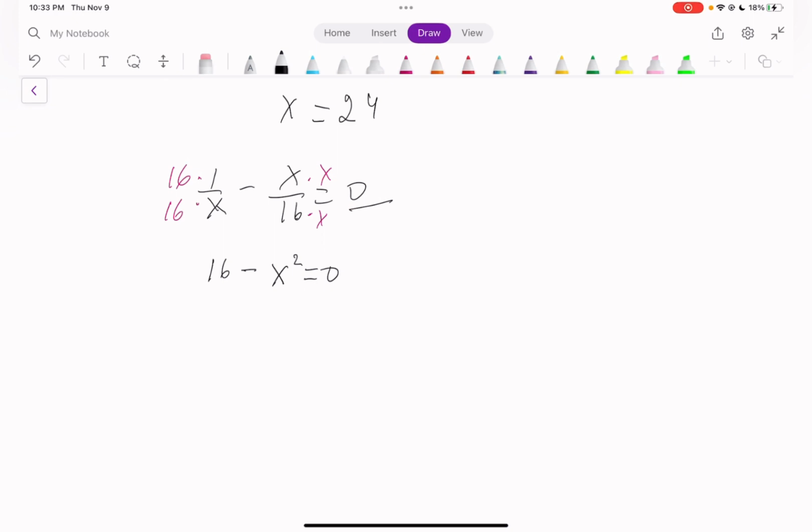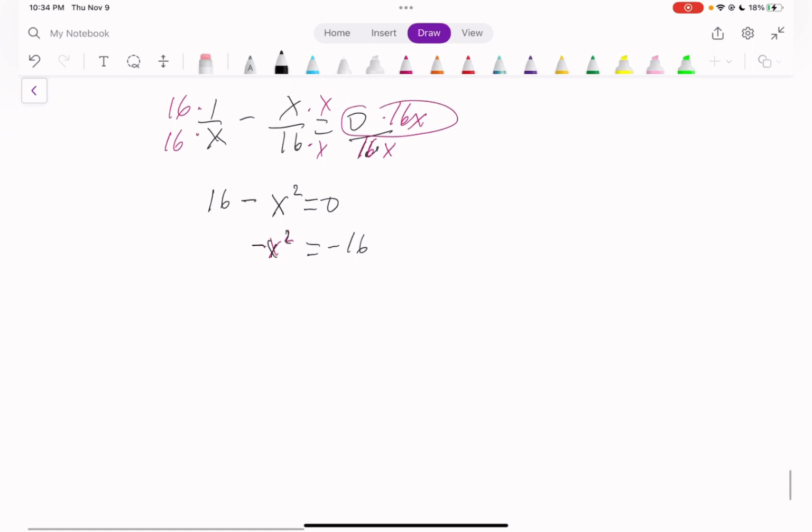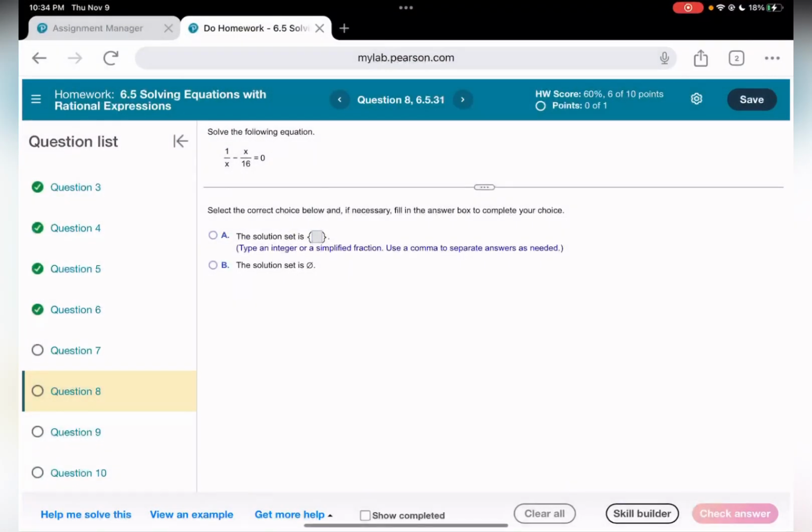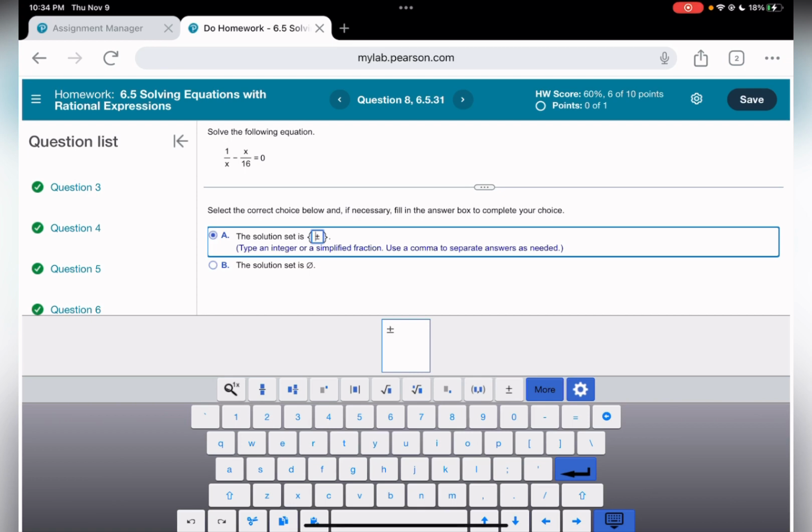Why I didn't write down 16x? Because I have 0 here. It's going to be wiped out to 0 anyway. That's why. So from here, negative x squared equals negative 16, which means x squared equals positive 16. I just can divide by negative 1, right? Positive 16, and x will be equal to plus or minus 4. Where is my plus minus? Here it is.